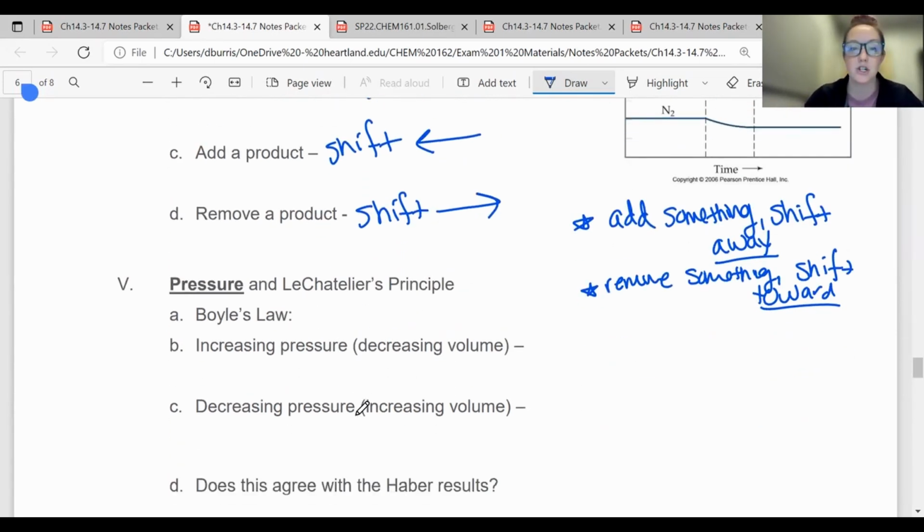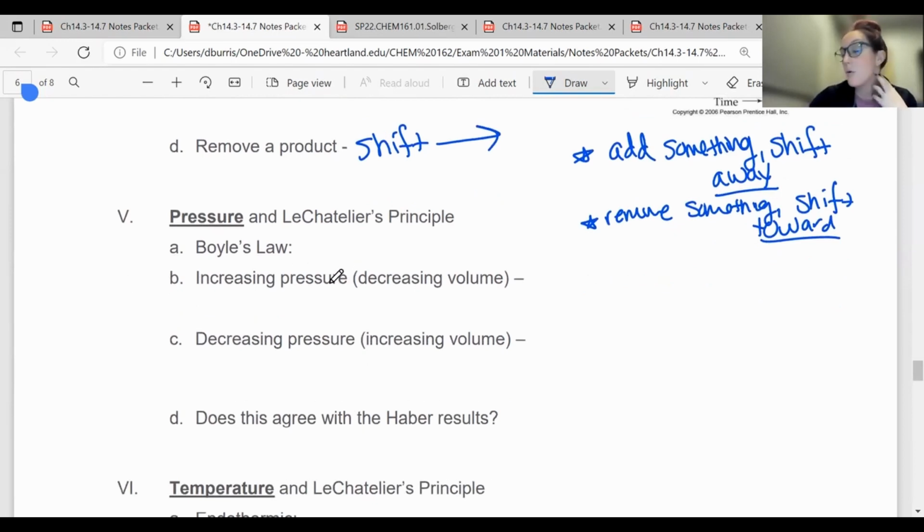Now we're going to talk about pressure. I want you to remember Boyle's law for a moment, and that says that pressure and volume are inversely proportional, right? If you put something in a smaller container, it's going to increase the pressure. If you give it more space, it's going to decrease the pressure. All right, and that actually affects equilibrium. So essentially, if you increase the pressure or decrease the volume, same thing, the reaction is going to want to shift because it doesn't have much space. It's going to want to try to have as few particles in there as possible.